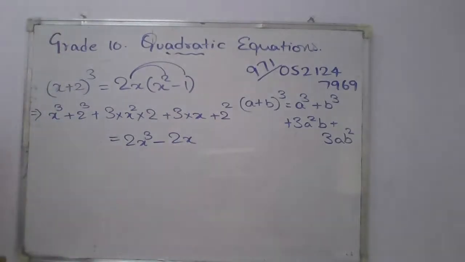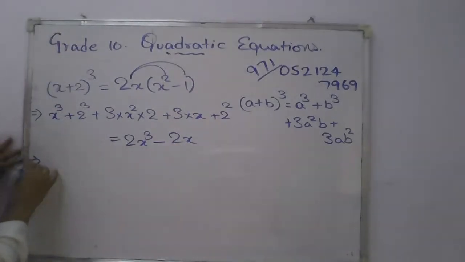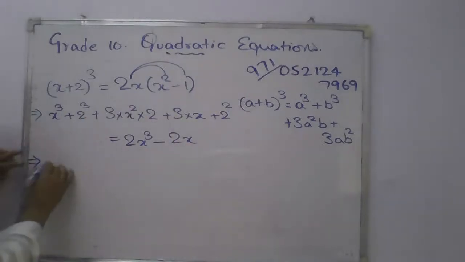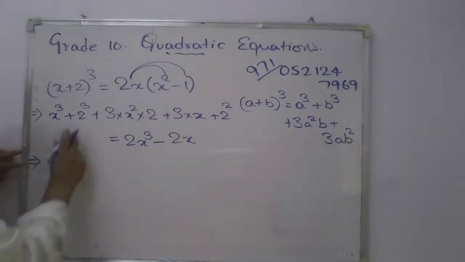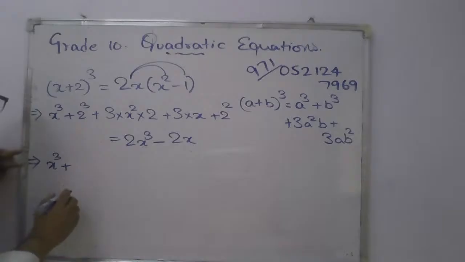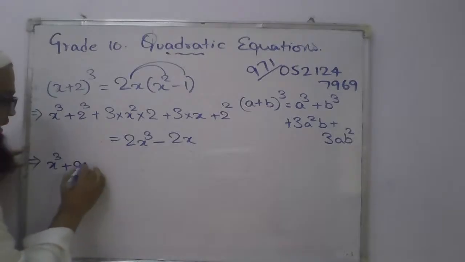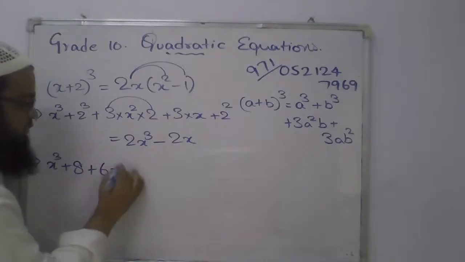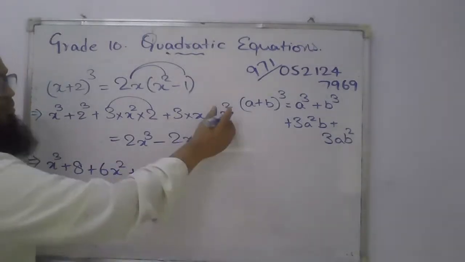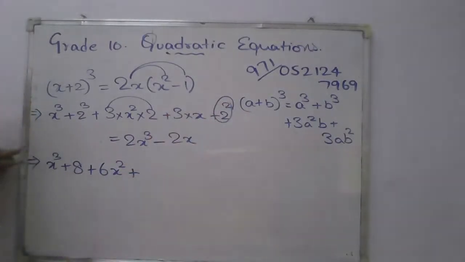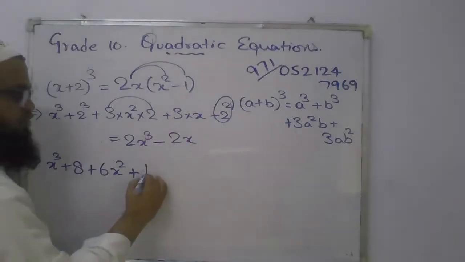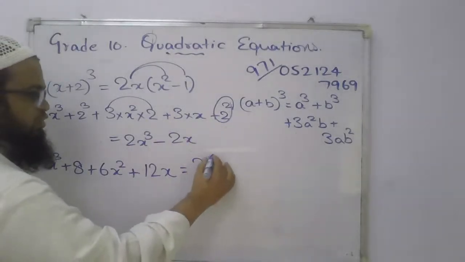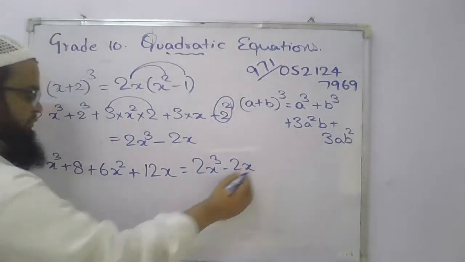Is it right? Don't panic. Write one step at a time. Don't think about the future steps, okay? So it is x cube plus, what is 2 cube, my dear students? 2 into 2 into 2 is 8. Plus 3 2s are 6x square. Plus, my dear students, what is 2 square? 4. 4 3s are 12. 12x equals 2x cube minus 2x.